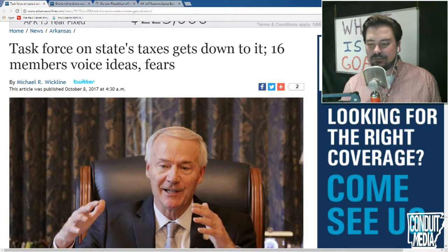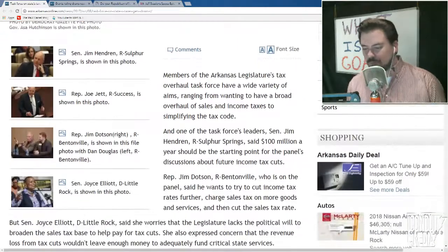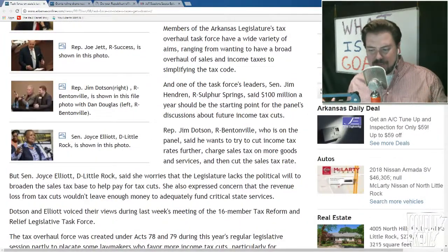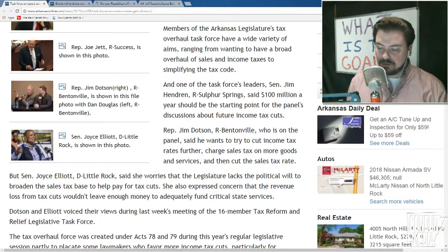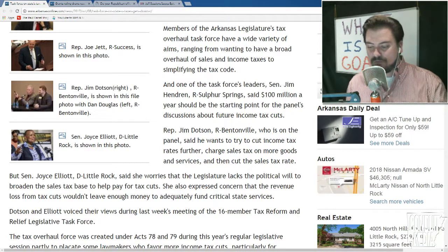Here is the headline: Task Farce on State's Taxes Gets Down to It. 16 members voice ideas and fears. Immediately, right out of the gate, in the second paragraph, we figure out something is amiss. Michael Wickline writes, and one of the task farce's leaders, Senator Jim Hendren, a Republican from Sulphur Springs, said $100 million a year should be the starting point for the panel's discussions about future income tax cuts.